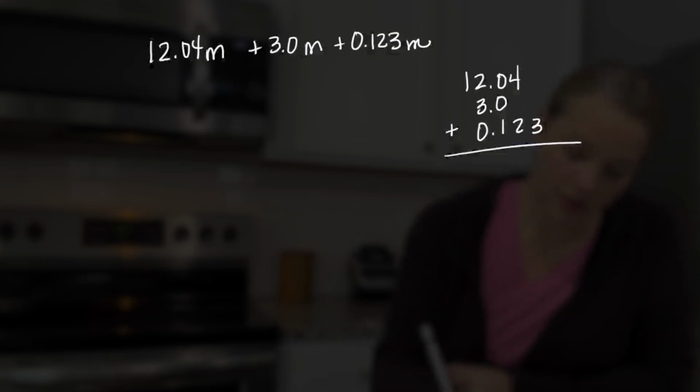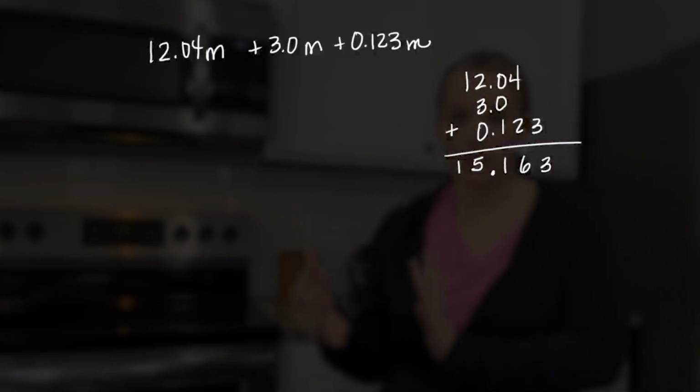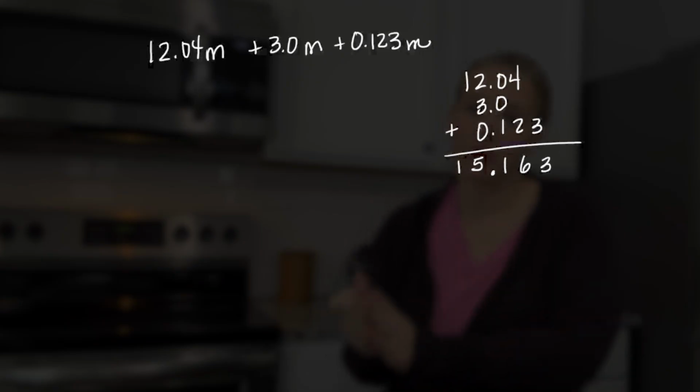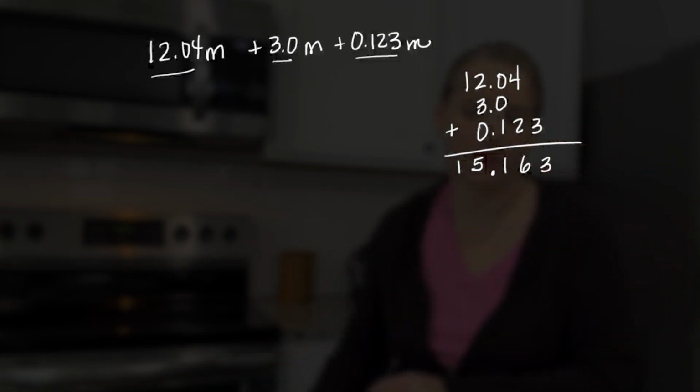We start over here on the right, 3, and then 4 plus 2 is 6, 0 plus 0 plus 1 is 1. We move down our decimal, 2 plus 3 is 5, and then a 1 at the front. So that's our answer, but we can only report it to the same precision as the least precise. So which one of these is the least precise?